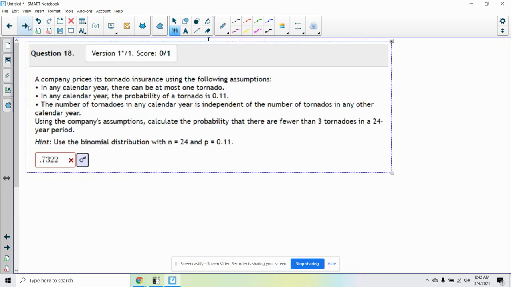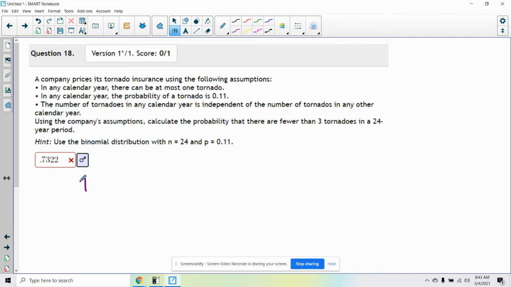All right, that's 10. Okay, this says a company prices its tornado insurance using the following assumptions. In any calendar year, there can be at most 1 tornado. In any calendar year, the probability of a tornado is 0.11. The number of tornadoes in any calendar year is independent of the number of tornadoes in any other calendar year. That's just telling you it follows the binomial distribution. So using the company's assumptions, calculate the probability that there are fewer than 3 tornadoes in a 24-year period. Probability of less than 3.